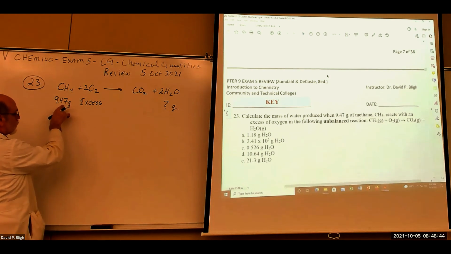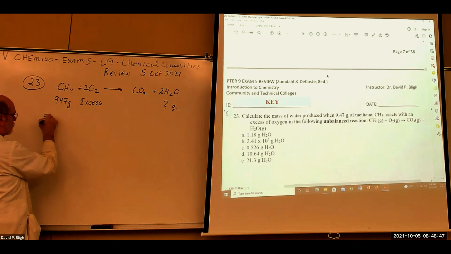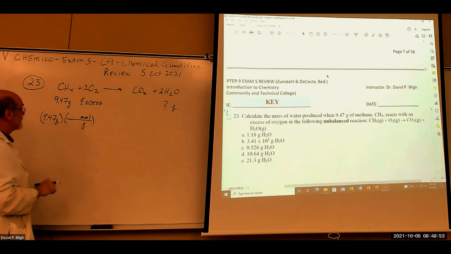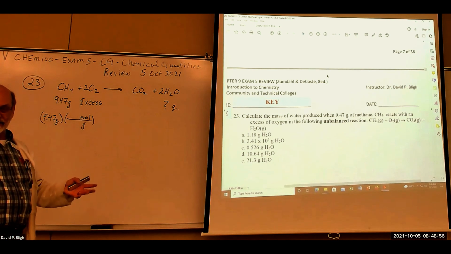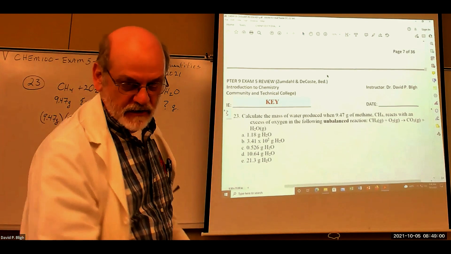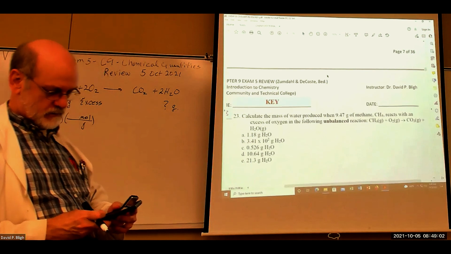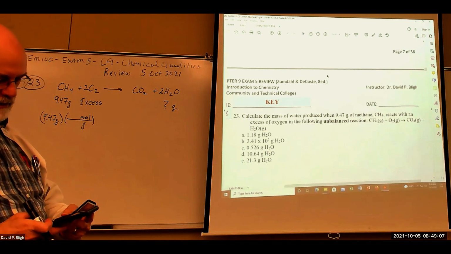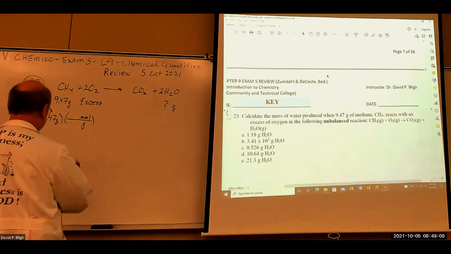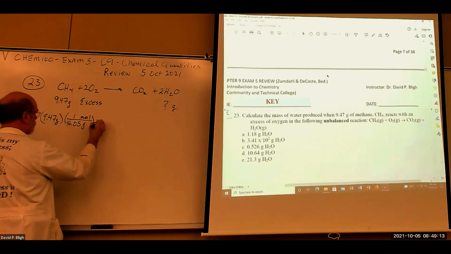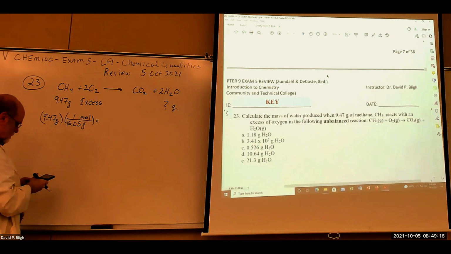So we have to convert this one to moles. Okay, what's the molar mass of methane? Well, it's 12.01 and 4 hydrogens, 4.04. I get 16.05. There we go. Divide that into this value.